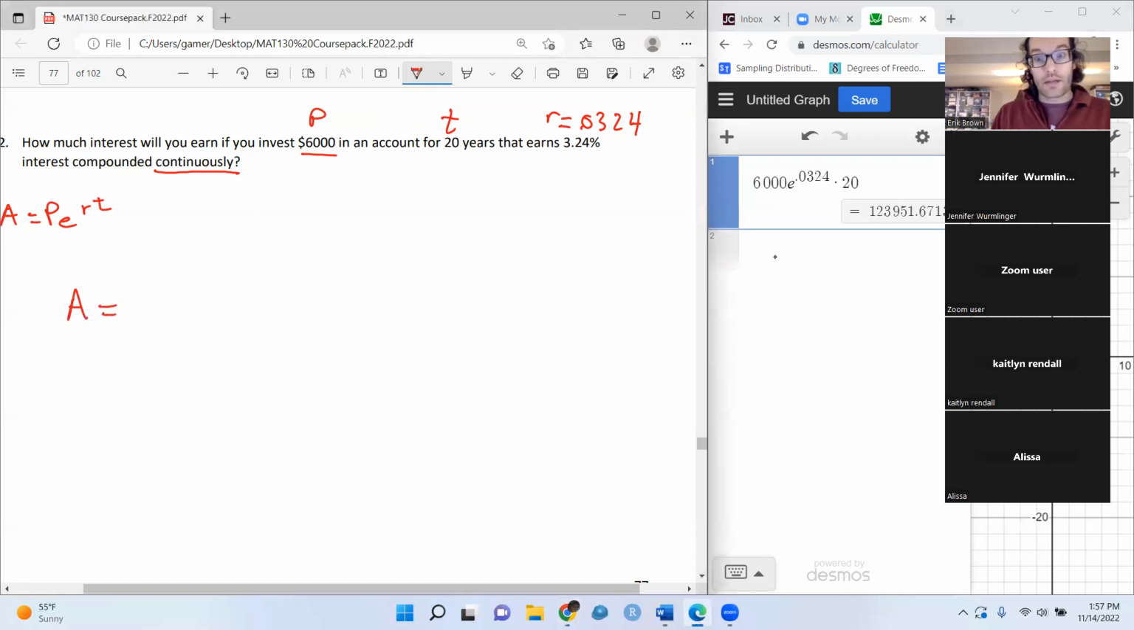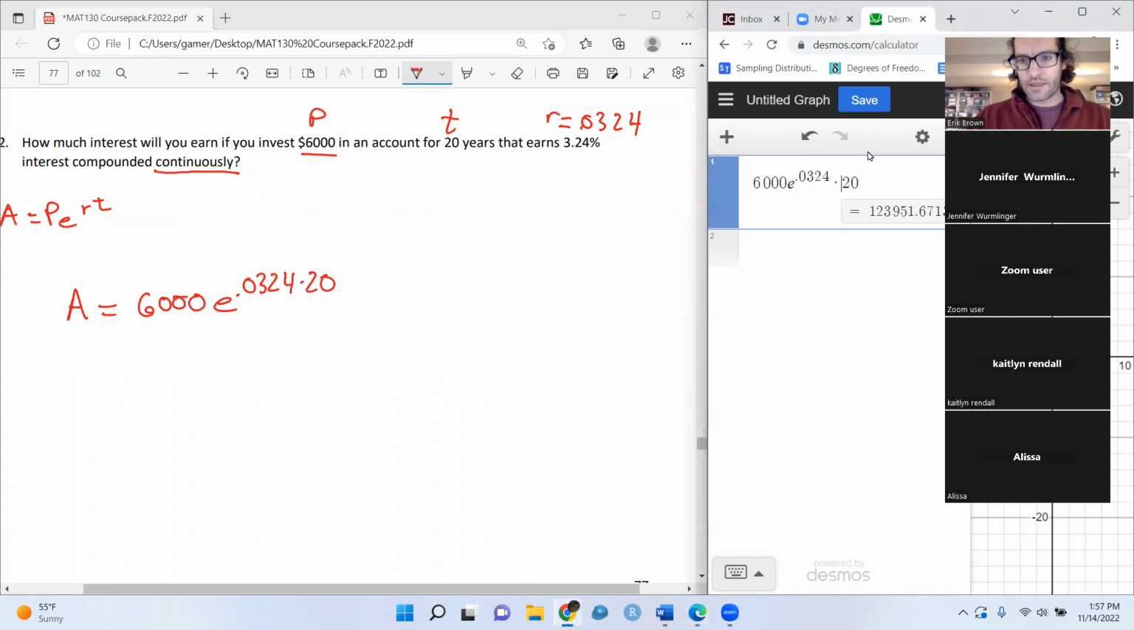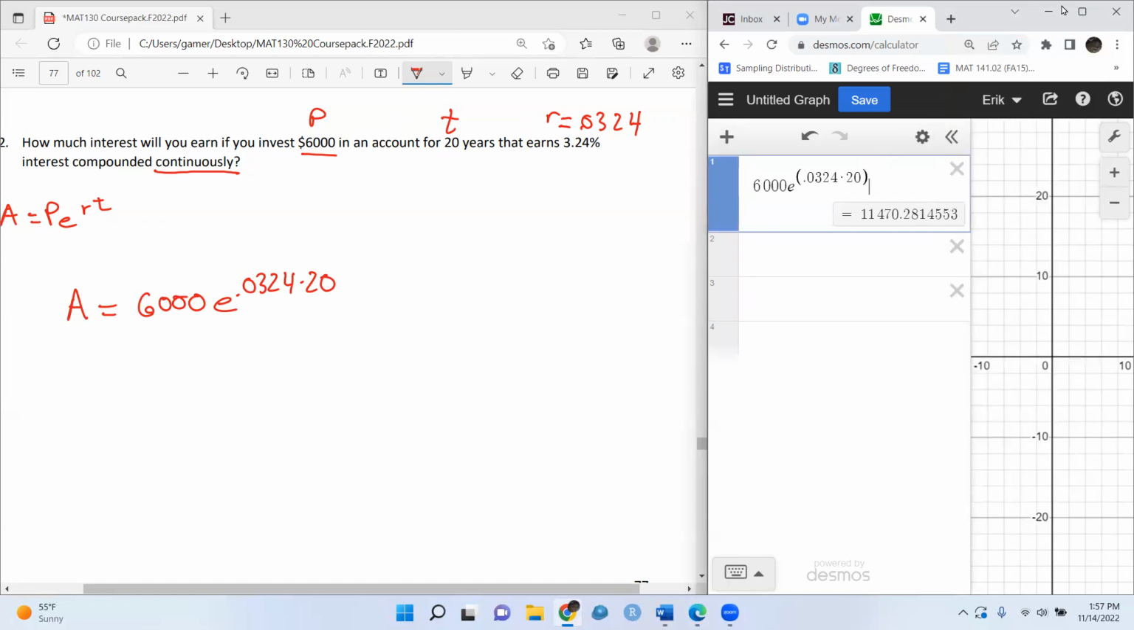So we get the account balance in 20 years on this 3% compounded monthly. Notice I have the wrong answer, by the way, because I didn't do this right. It dropped out of the exponent, that times 20. So we get that the account balance after 20 years is $11,470.28. Is that the answer you all had?